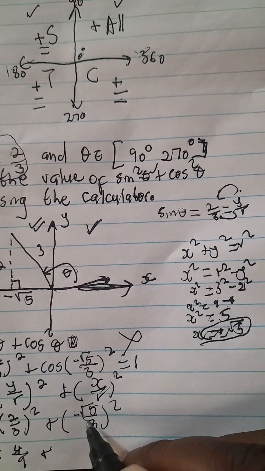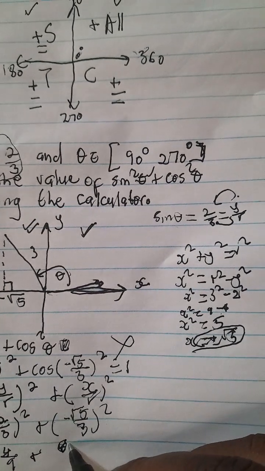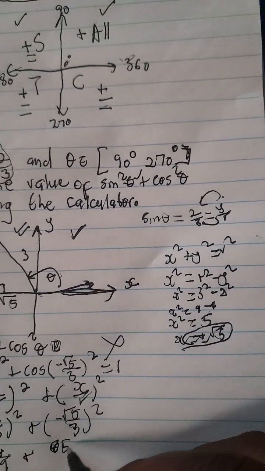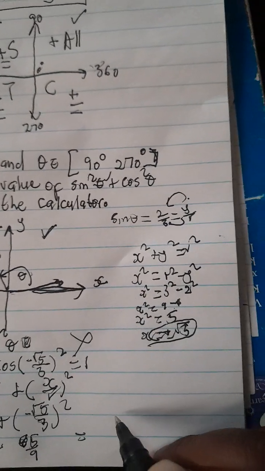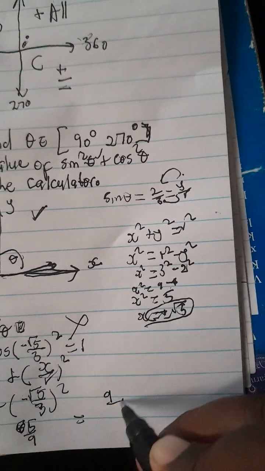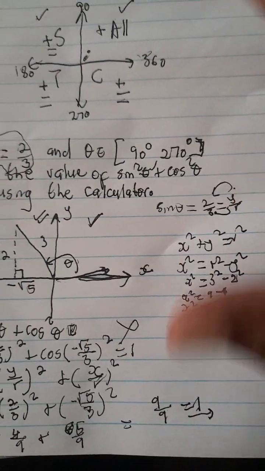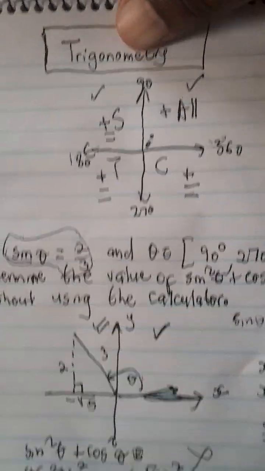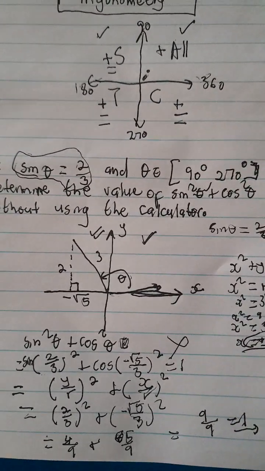Then we know that when you square this, it will be 5. Okay, this will be 5. 3 squared is going to be 9. And we know that 4 plus 5 is 9, and 9 divided by 9 is 1. Yes, then you will have written it very well. Then that's how you can get that beautiful mark.